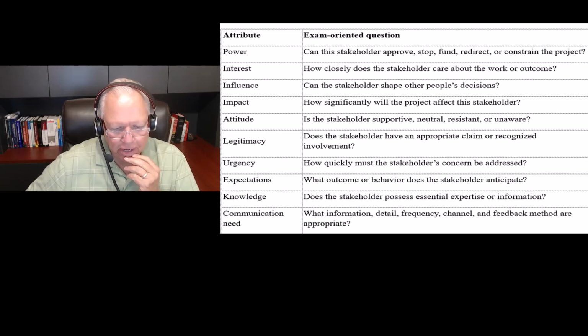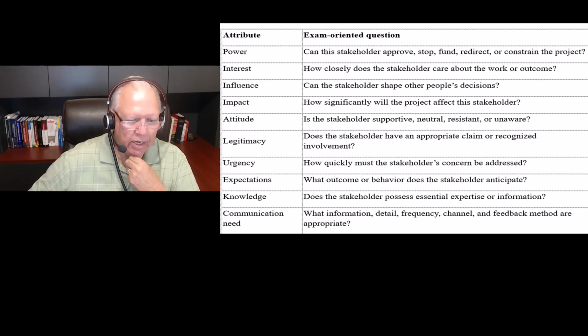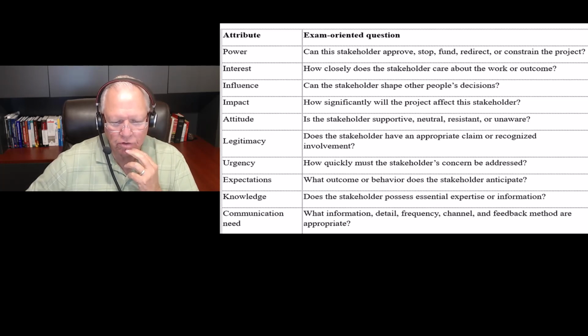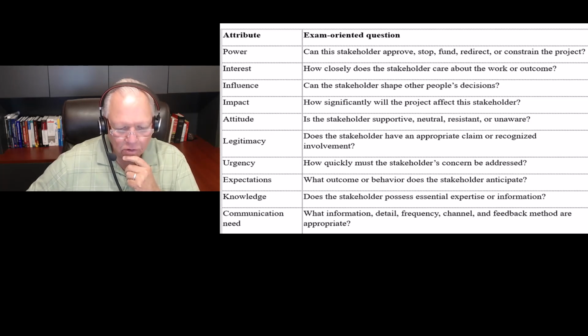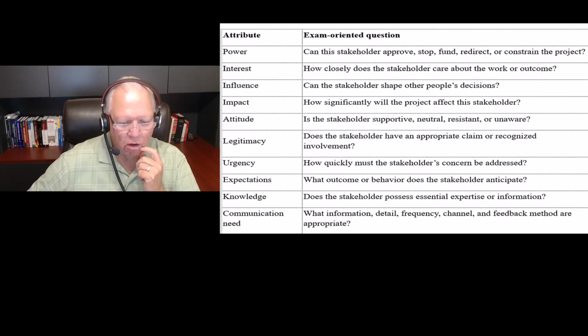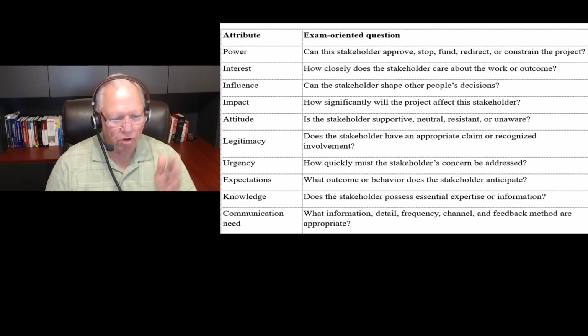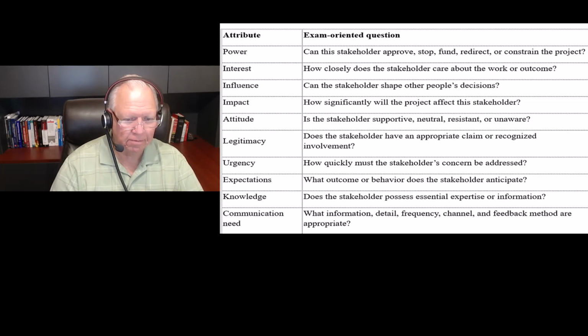Legitimacy: does the stakeholder have an appropriate claim or recognized involvement? Urgency: how quickly must the stakeholder's concern be addressed? Expectations: what outcome or behavior does the stakeholder anticipate? Knowledge: does the stakeholder possess essential expertise or information? And then communication need: what information, detail, frequency, channel, and feedback method are appropriate. These are great questions to understand what PMI is shooting for with all of these attributes on the left-hand side.